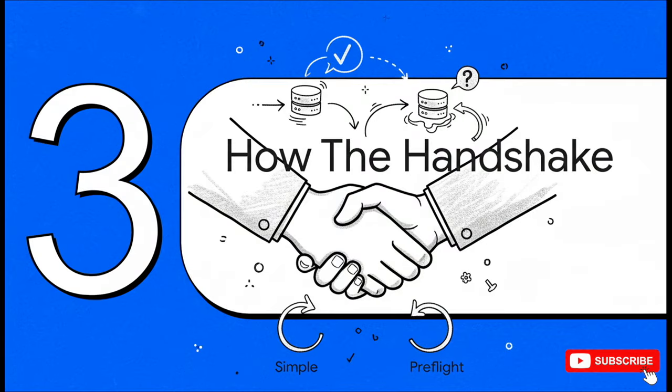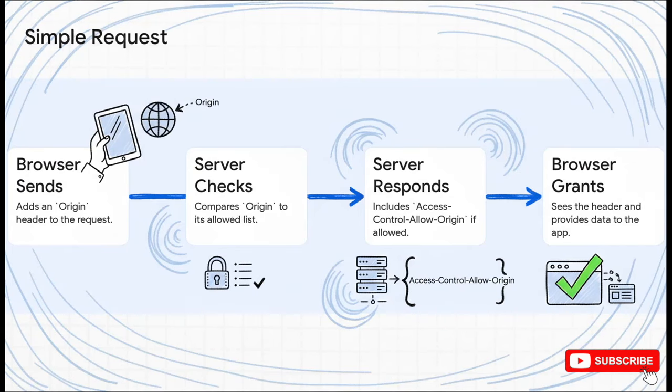So how does this handshake actually work? Let's get into the mechanics. There are basically two flavors of this conversation, what we call simple requests and the more complex pre-flight requests. For a simple request, think of a basic GET request, the process is pretty direct. First, your browser sends the request, but it adds a special header, origin, telling the server where the request is coming from. Second, the server gets the request, looks at that origin header, and checks it against its private list of allowed websites. Third, if your site is on the list, the server sends the response back with an extra header of its own, access control allow origin.